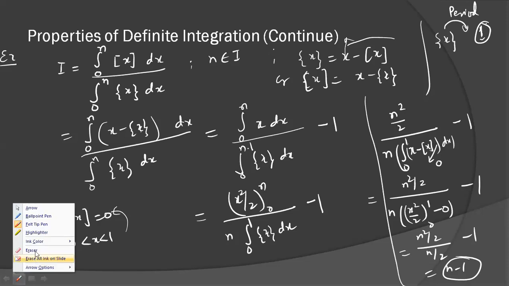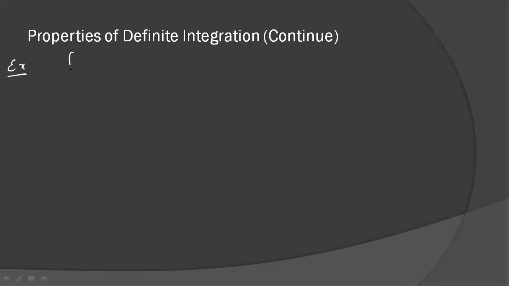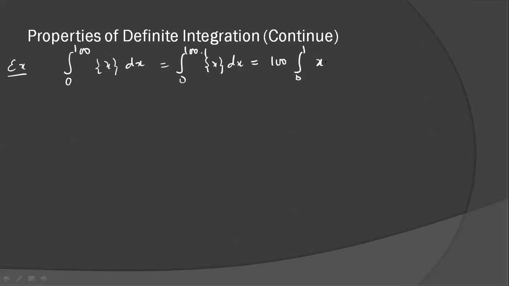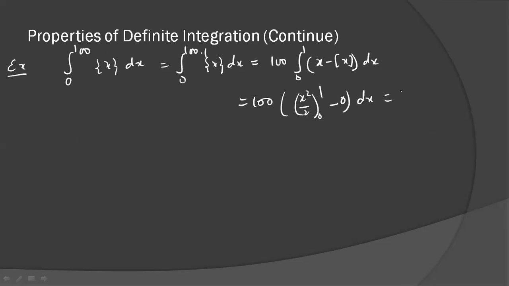We can see one more example. 0 to 100 fraction function x dx. So you can write it 0 to 100 into 1 fraction function x dx. 100 can be taken outside, 0 to 1, and fraction function will be written as x minus greatest integer x dx. So it will be 100 into x square by 2, 0 to 1, and this value is 0. I have already discussed. So the answer is 50 here. Let's see some more properties.